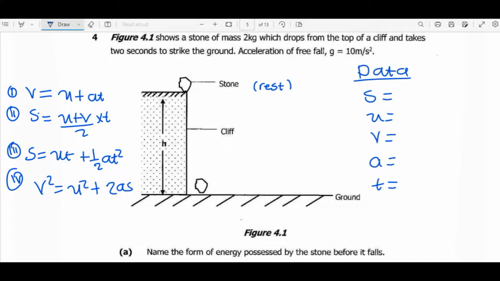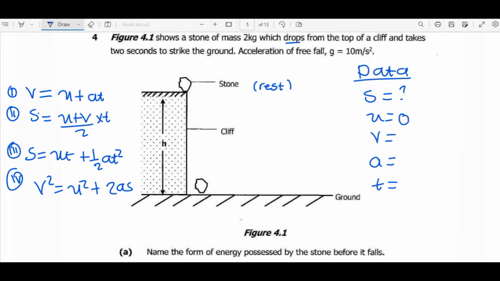So s is the distance, so we don't have it, we just put a question mark. u is the initial velocity. Now whenever you drop something, as long as there is this word "drops", remember there is a difference between dropping and throwing. So whenever the language of drops is mentioned, the initial is always 0.